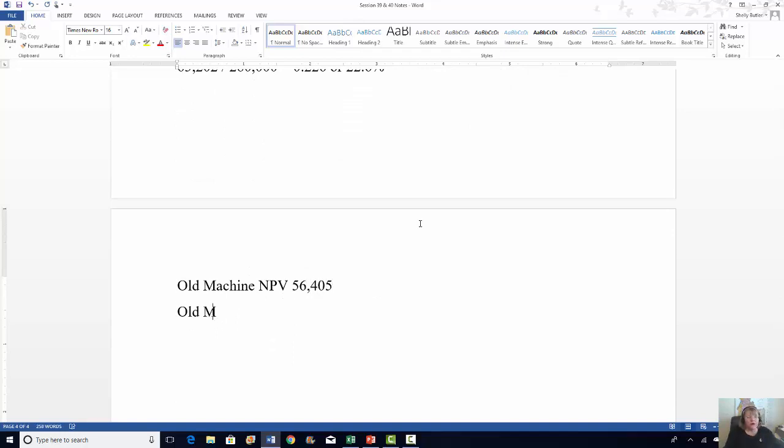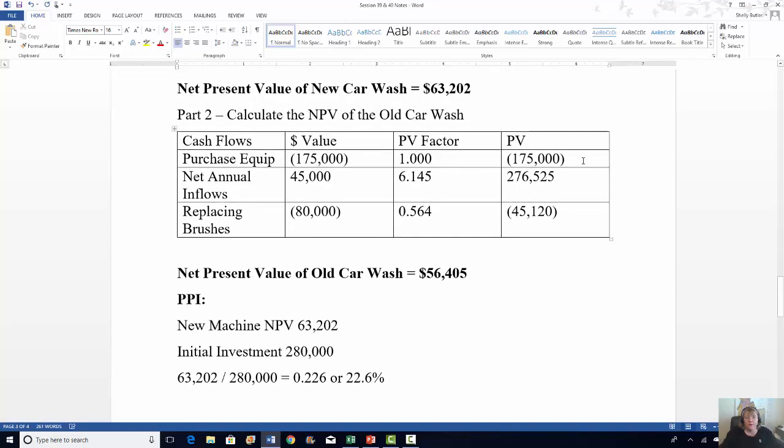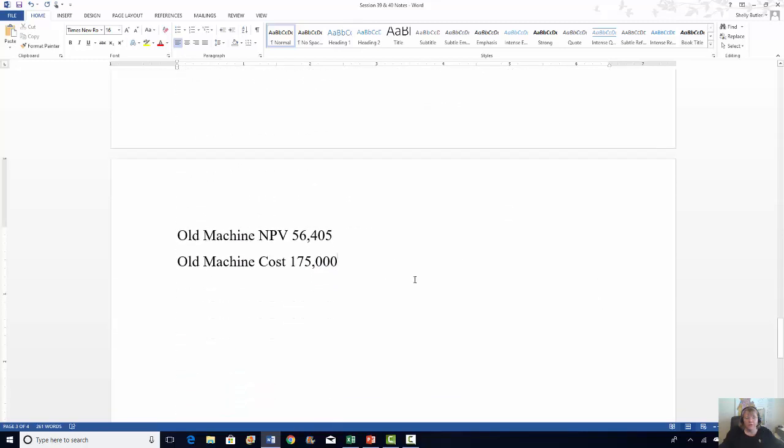And the old machine cost is 175, because here's our outflow, initial investment right there. So 56,405 divided by 175 is going to give us a PPI of 0.322 or 32.2%.